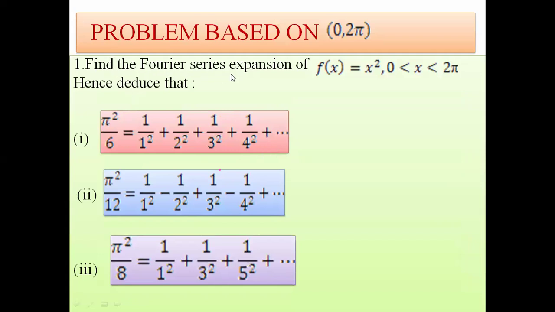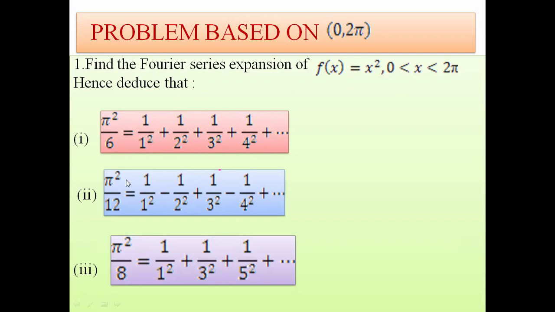Now we move to the problem based on the interval 0 to 2 pi. Find the Fourier series expansion of f of x equal to x square, 0 less than x less than 2 pi, hence deduce that. So here the function is given and the deduction part is also given. What is the deduction part? Pi square by 6 is equal to 1 upon 1 square plus 1 upon 2 square plus 1 upon 3 square plus 1 upon 4 square, etc.